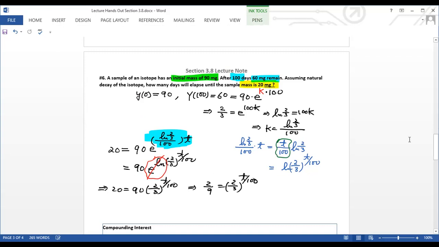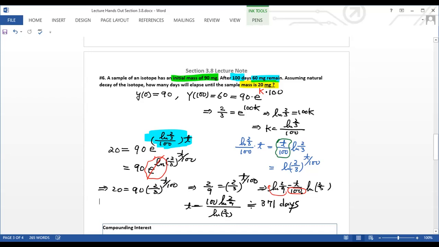So how do you solve this one? You say, hey, I can take the natural log of both sides, right? So this is natural log of 2/9 is equal to T over 100 times the natural log of 2/3, right? Okay, so what is my T going to be? If you move the 100 over to the other side, then your T is going to be equal to 100 times natural log of 2/9 divided by natural log of 2/3. Whoa, yes. You can put it into the calculator and you will see it's about 371 days, all right?